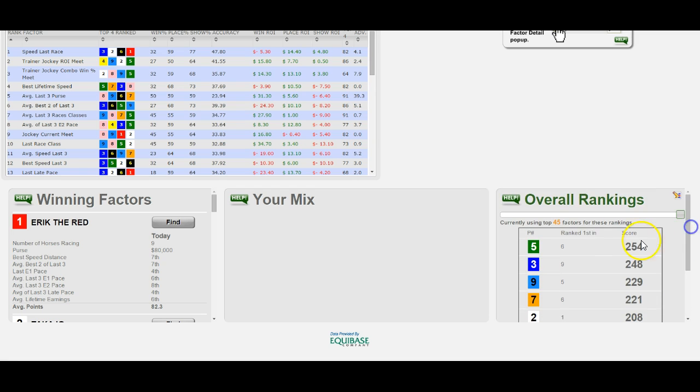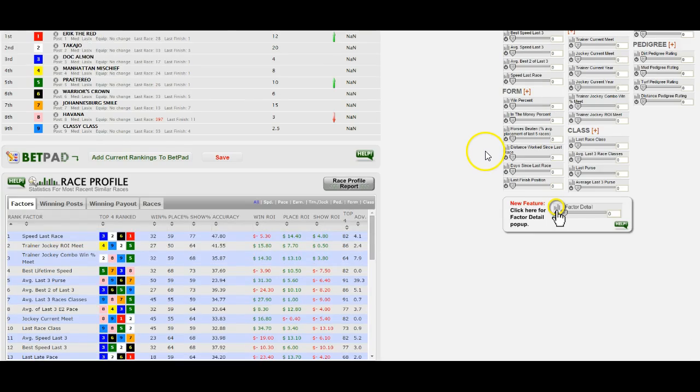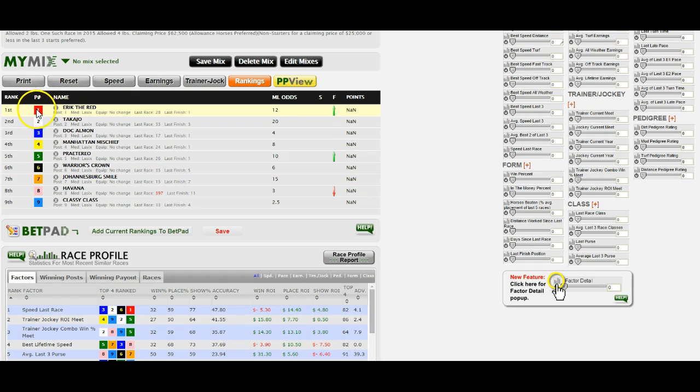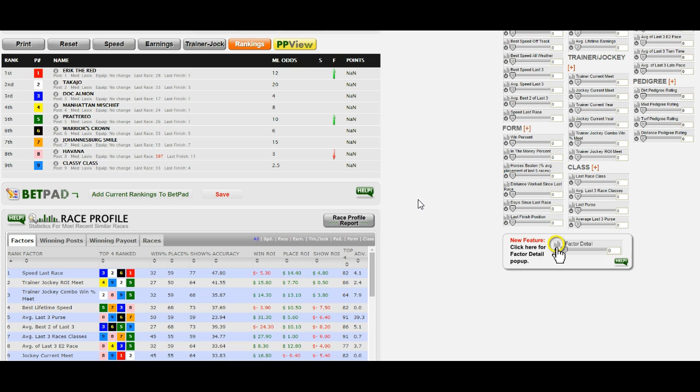And these points are computed this way. In this particular race, we see that we have 9 horses. So if the horse is ranked first in a category, he's going to get 9 points for being ranked first. You can get 8 points for being ranked second, 7 for being ranked third, and so on, all the way down to 1 point for being ranked last.